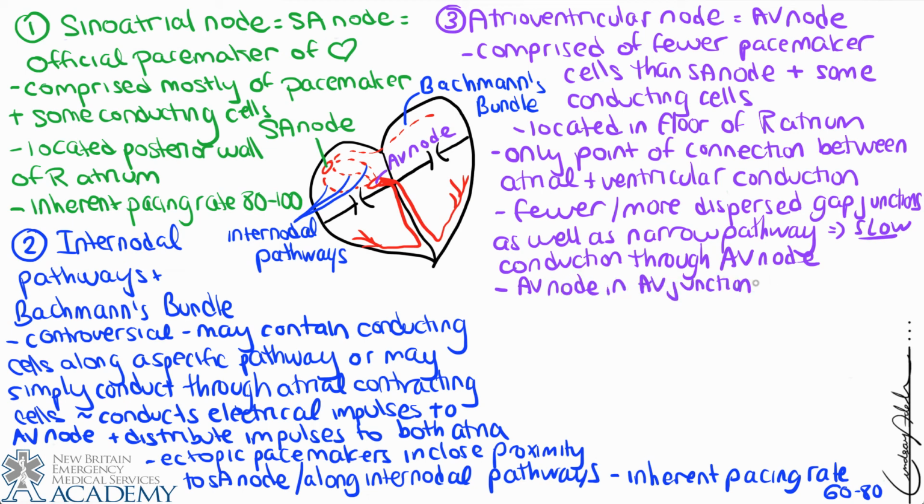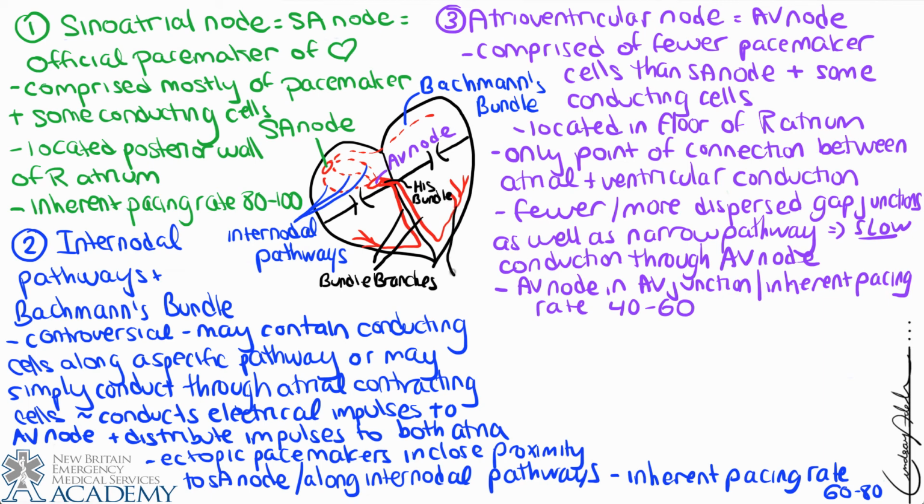The AV node is contained within the AV junction, and the inherent pacing rate of the AV junction, largely contributed by the AV nodal cells or pacemaker cells, is about 40 to 60 beats per minute. Now, once the electrical stimulus passes through the AV junction, it arrives at a couple of structures. The His bundle, or bundle of His, followed by the bundle branches. So it splits into two bundle branches. And actually, although not depicted in this drawing, the left bundle branch has an anterior and a posterior fascicle. So there's actually two parts to the left bundle branch, and we'll talk about that more later.